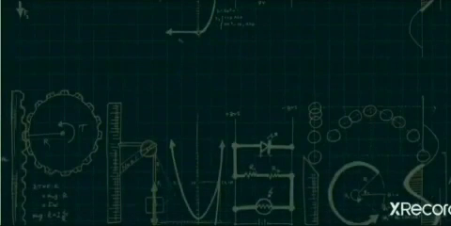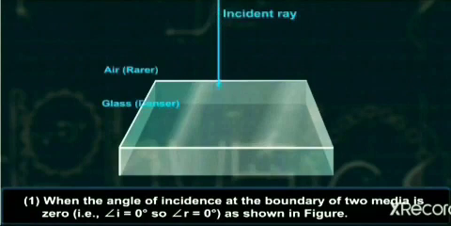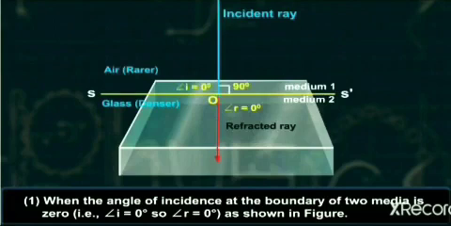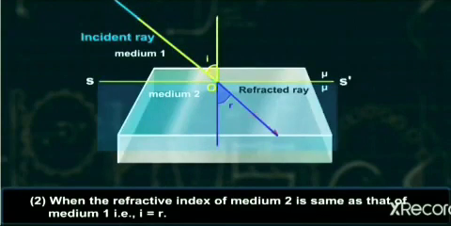Examples. 1. The speed of light in air is 3 into 10 raised to 8 meter per second, and in glass it is 2 into 10 raised to 8 meter per second. Therefore, the refractive index of glass is 3 into 10 raised to 8 upon 2 into 10 raised to 8, which equals 1.5. 2. The speed of light in water is 2.25 into 10 raised to 8 meter per second. So, the refractive index of water is equal to 3 into 10.